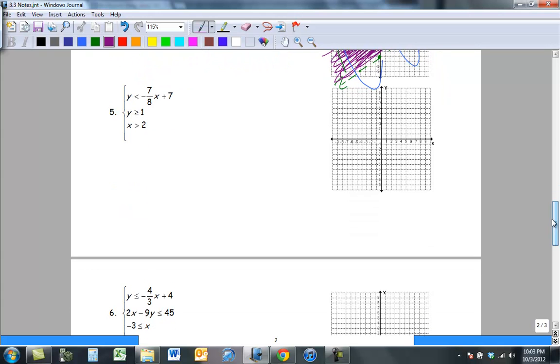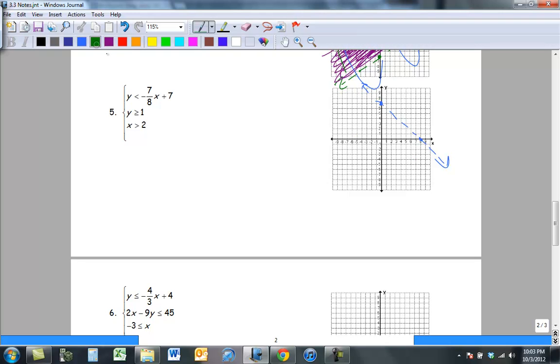Let's finish up 5 and 6. Well, we'll do 5 here, and we'll do 6 and 7 in class tomorrow. So, this one with 3, it might freak you out. Don't let it scare you. -7/8. Oops. That's the dotted line. Now, (0, 0) would be a solution, so we would shade below that.